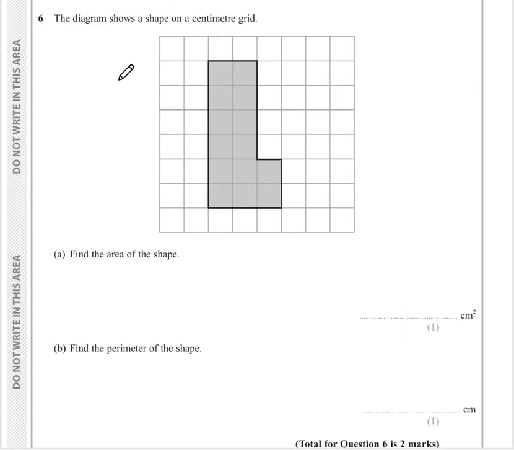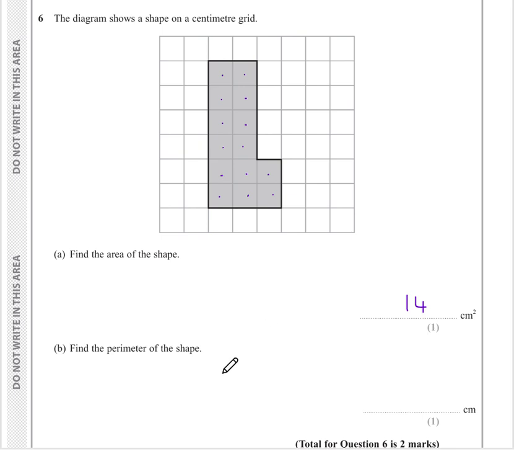Question 6. The diagram shows a shape on a centimetre grid. Part A, find the area of the shape. So what we want to think about is the surface covered by this shape. This is going to be the easiest way to work this out, is just going to be to count these squares. So 1, 2, 3, 4, 5, 6, 7, 8, 9, 10, 11, 12, 13, 14 centimetres squared, as it's an area.